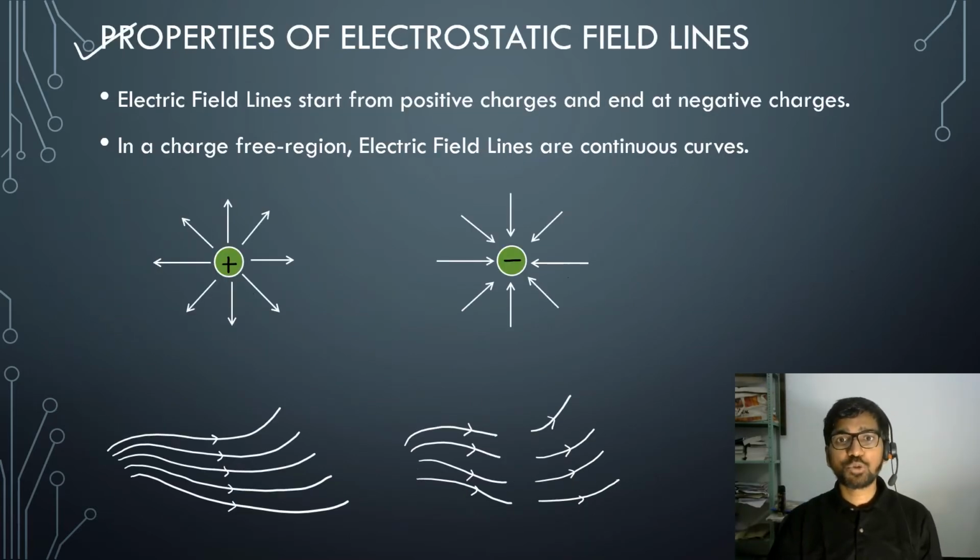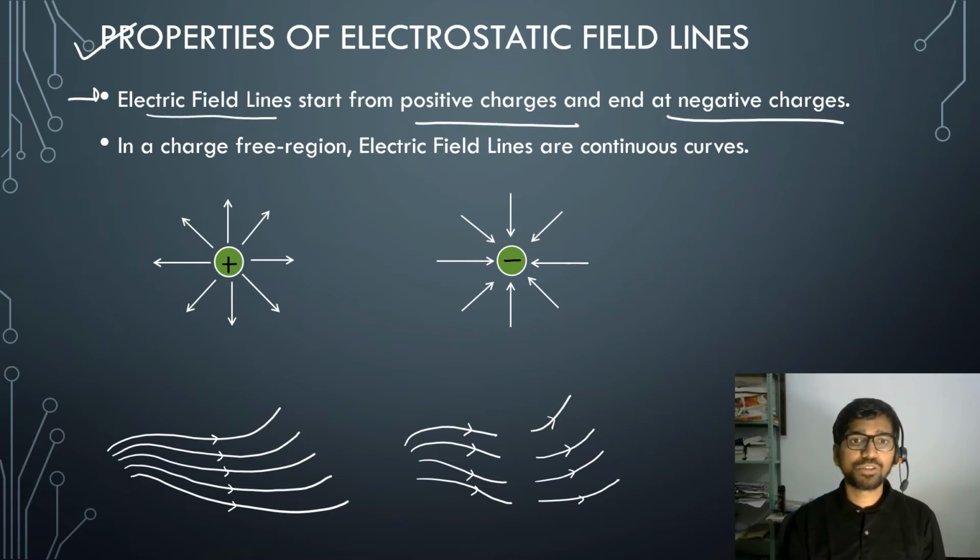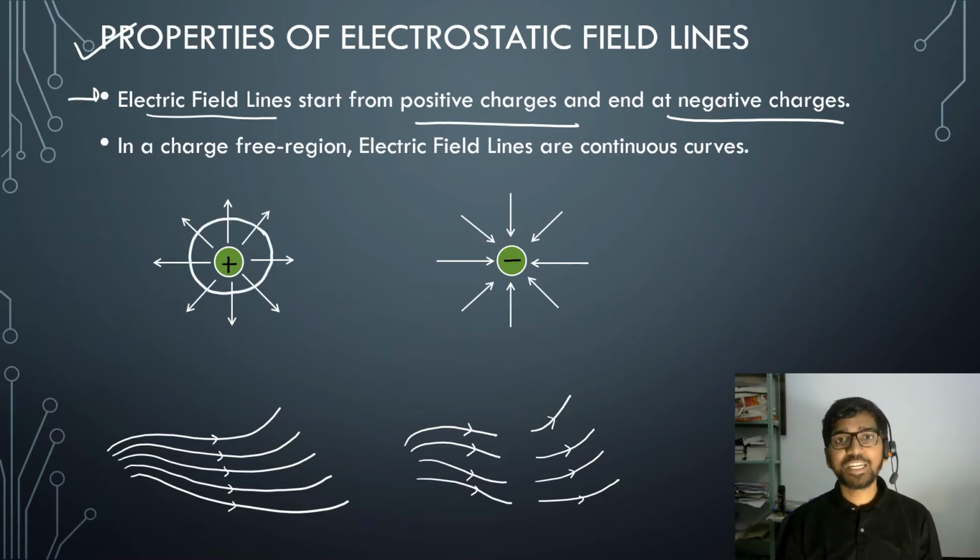Properties of electrostatic field lines, that is, electric field lines due to charges at rest. Electric field lines start from positive charges and end at negative charges. Or you may say that electric field lines emerge from a region containing the positive charge and sink into a region containing the negative charge. Or you may say that the positive charge behaves like a source of electric field lines and negative charge behaves like a sink for electric field lines.